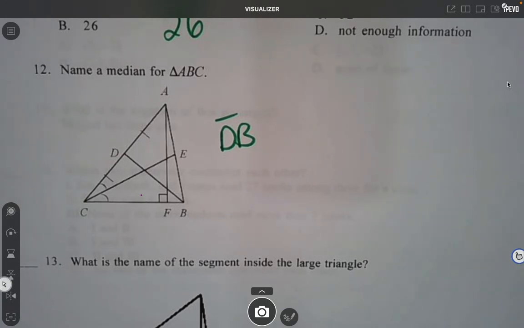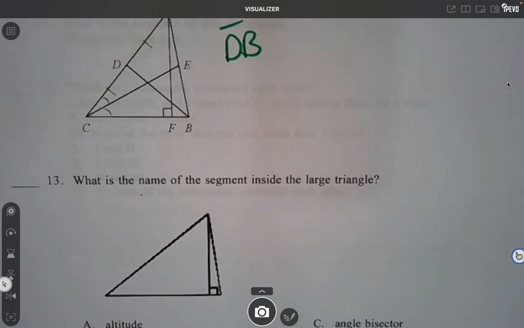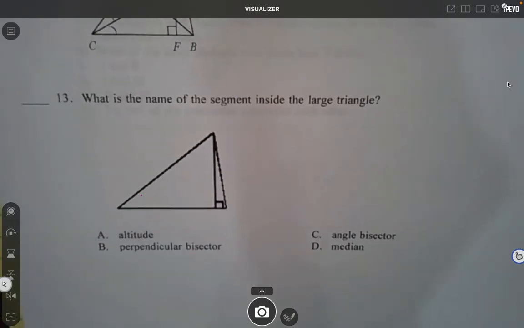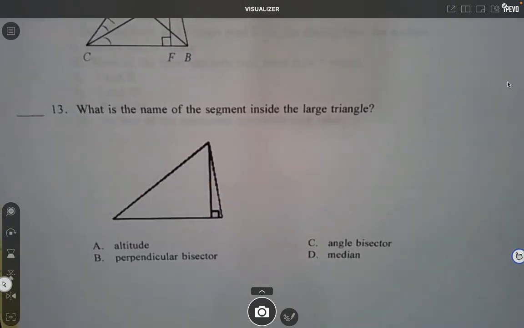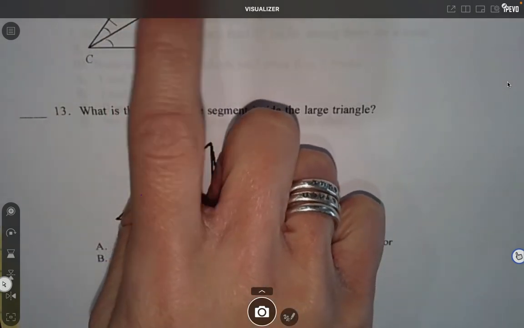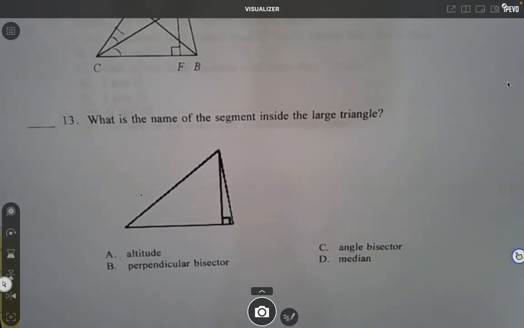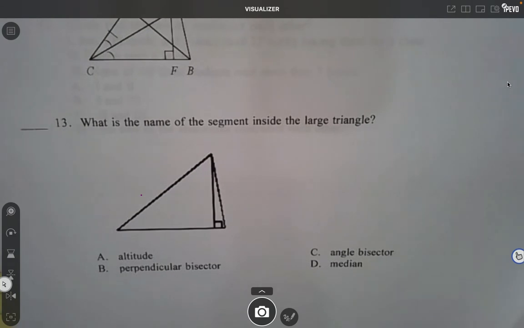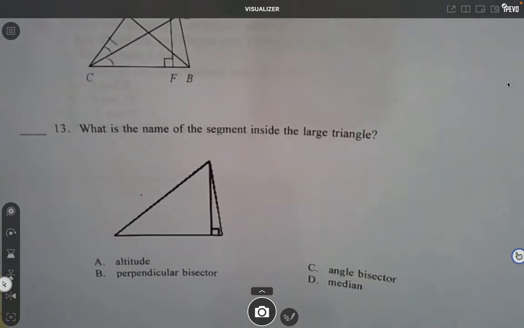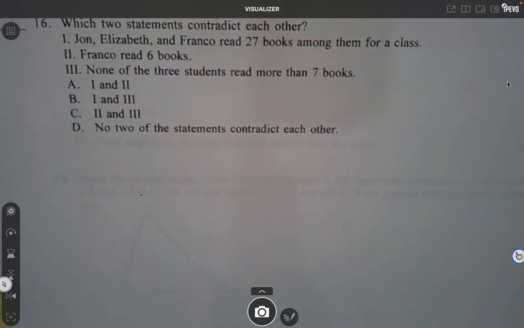Okay? Are we good with that? This is the same kind of question on 13. What is this called? It is an altitude. They could give you a different picture, and it could be one of those other things. But if you wrote down those things on number 12, that would help you. Are we good with those? Moving along.